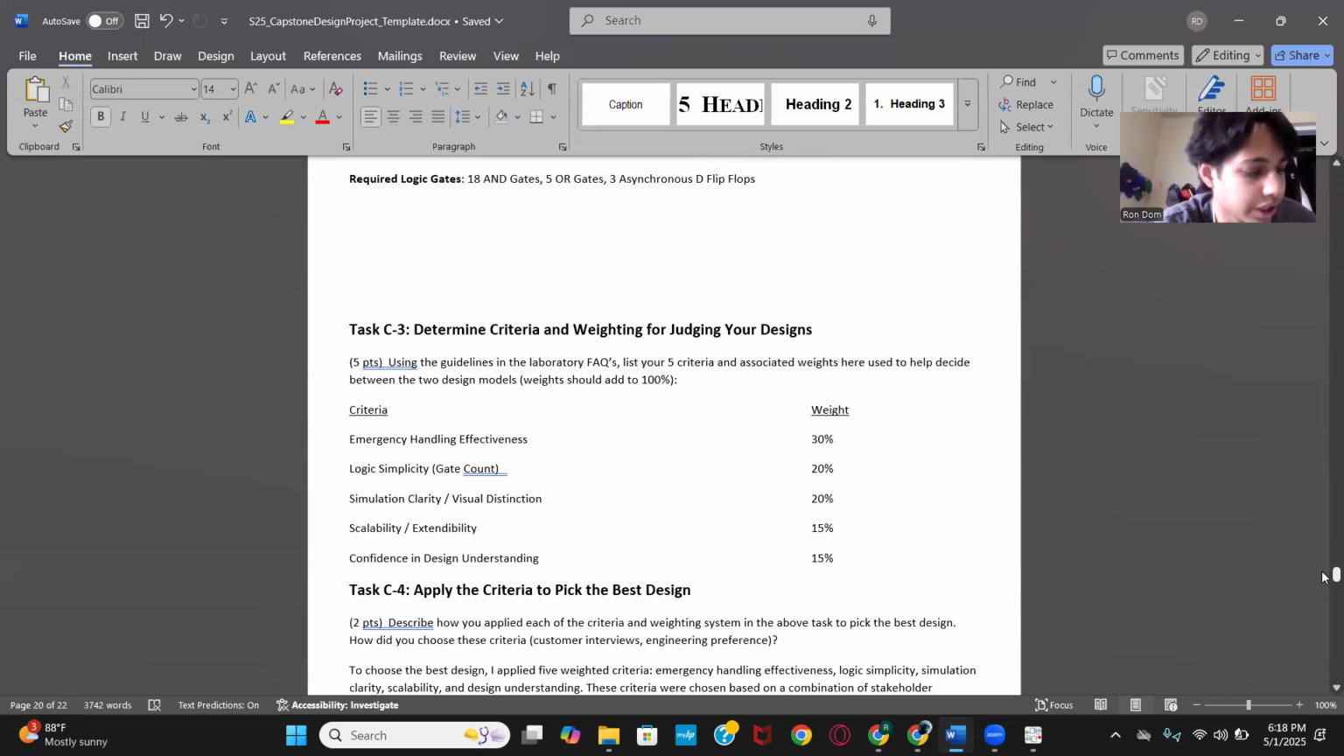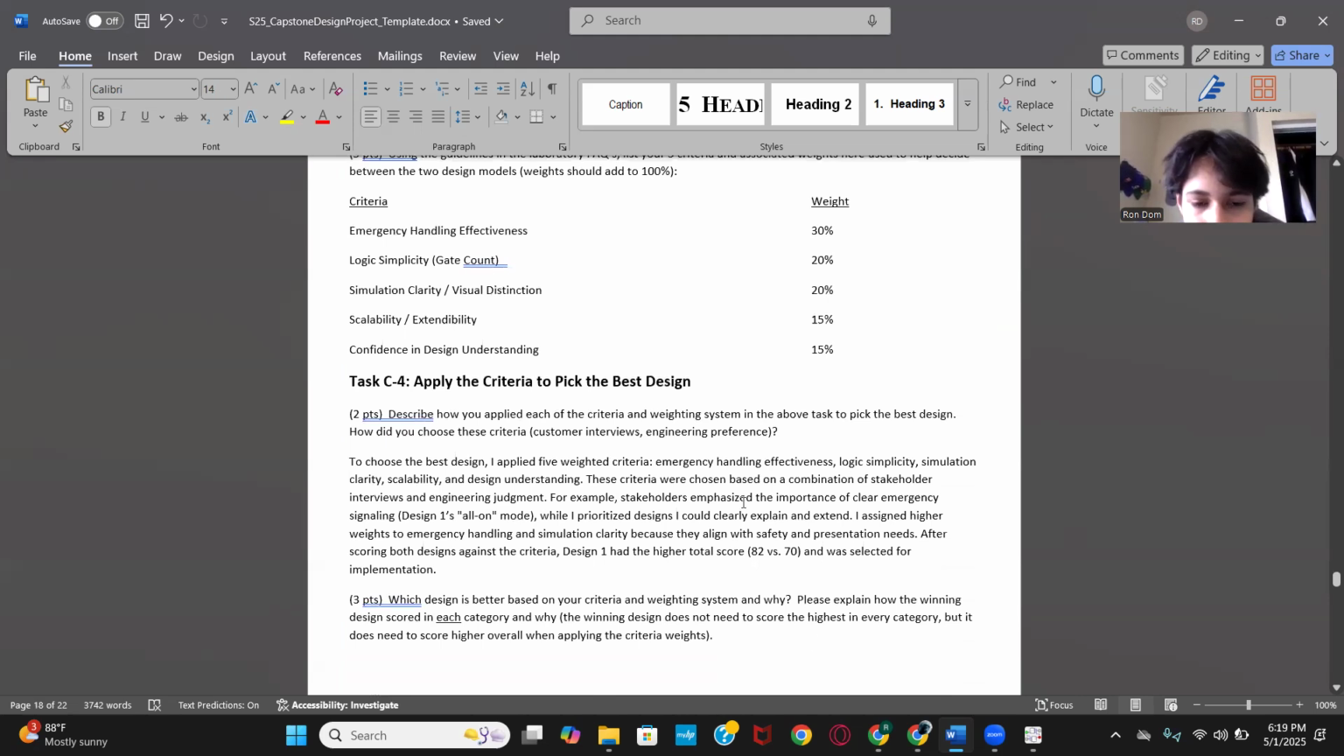So now I'm going on to the criteria, basically why I chose one design over the other. For the first criteria, I had emergency handling effectiveness at 30%, logic simplicity, aka the gate count, at 20%, simulation clarity or visual distinction at 20%, scalability and extendability at 15%, and my own personal confidence in designing and understanding this sequential machine at 15%.